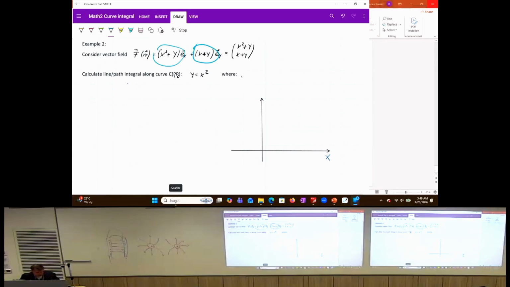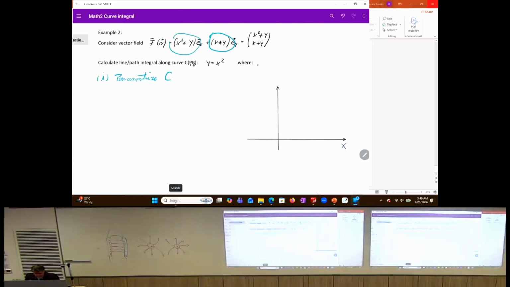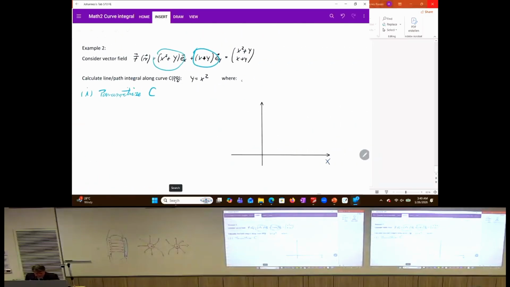Step 1, parameterize the curve. So first, of course, we have to see that we haven't really set the curve. We have said that the curve is given by y is equal to x squared, but we haven't specified a beginning and an endpoint. So let's do that. Our beginning point is the origin, 0, 0. And our second point, where the curve ends, is 2 and 4.